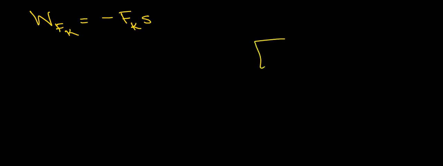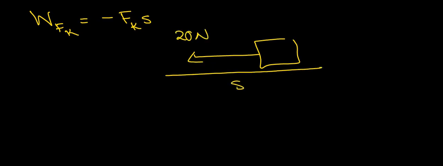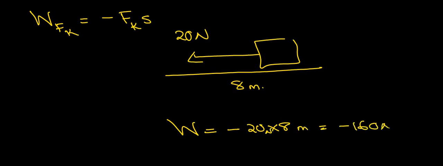If I give you a box, not just friction, I give you a box, pull it in the opposite direction by 20 newtons, the distance is 8 meters. What is the work done here? The work is going to be negative 20 times 8 meters. This is newton, so the answer will be negative 160 newton meter.